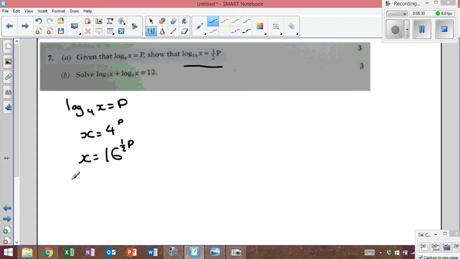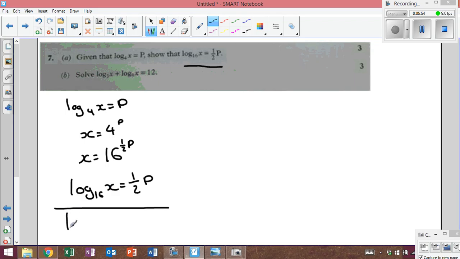And then rewriting that again back into logarithmic form means that we've got log to the base 16 of x is equal to a half p. Okay, and that's you showing that. So that'll be your 3 marks there, one for rewriting, one for subbing in the 16, and then one for converting back. I'm going to do a little bit of extra work here though, because it's going to help me with part B.